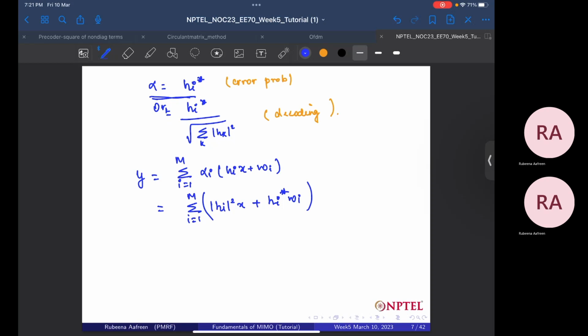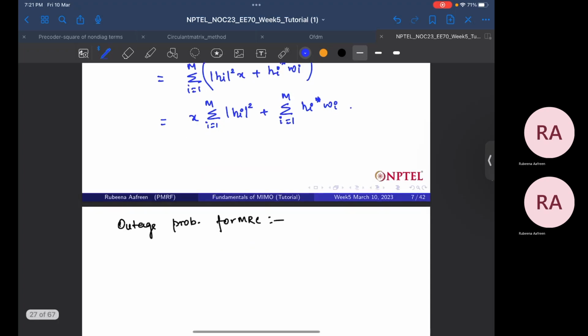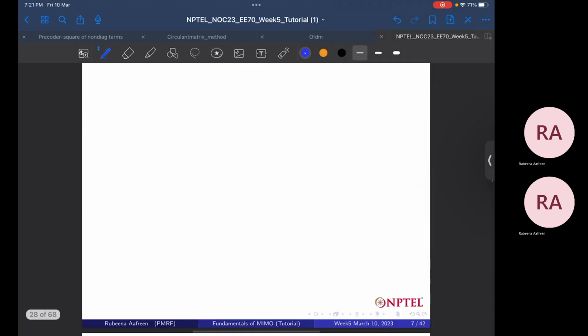Right. So we can write it as X times summation i equal to 1 to m mod of h_i square, plus summation i equal to 1 to m h_i conjugate into w_i. Okay. So what we have done in MRC is that we have multiplied each signal with its channel gain, right?